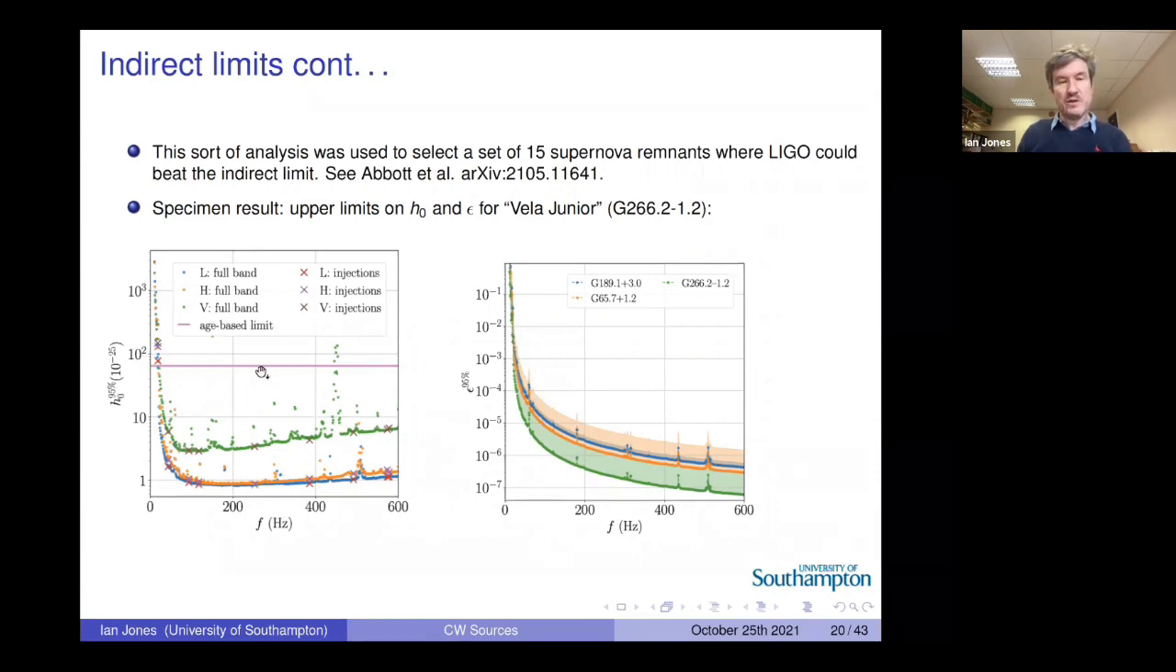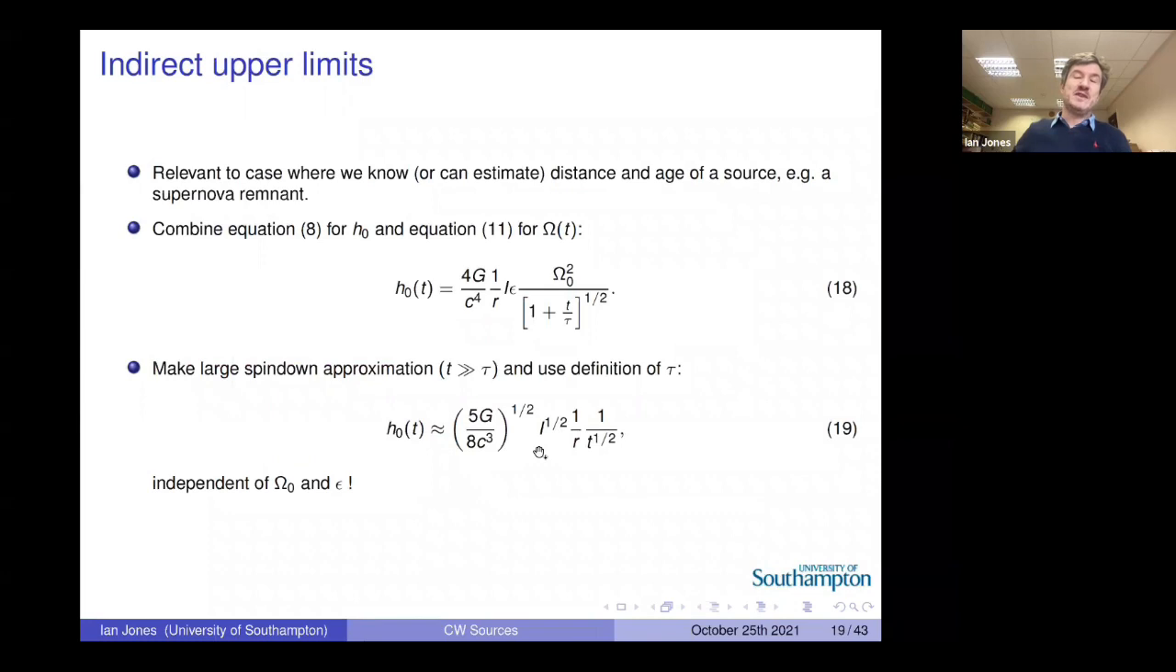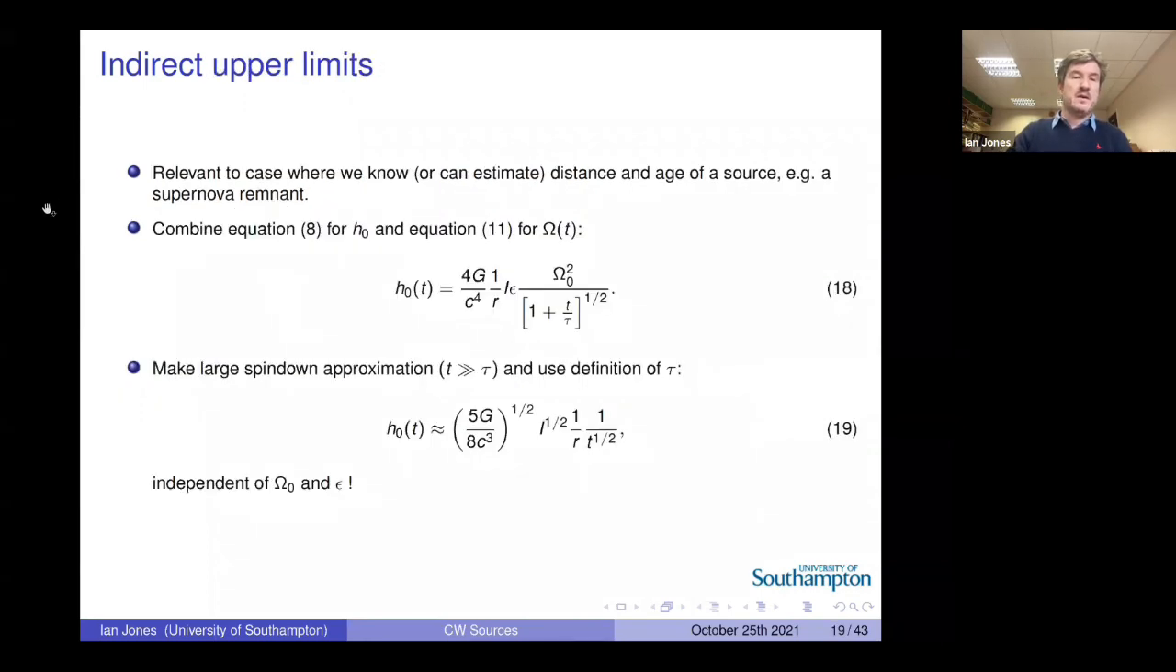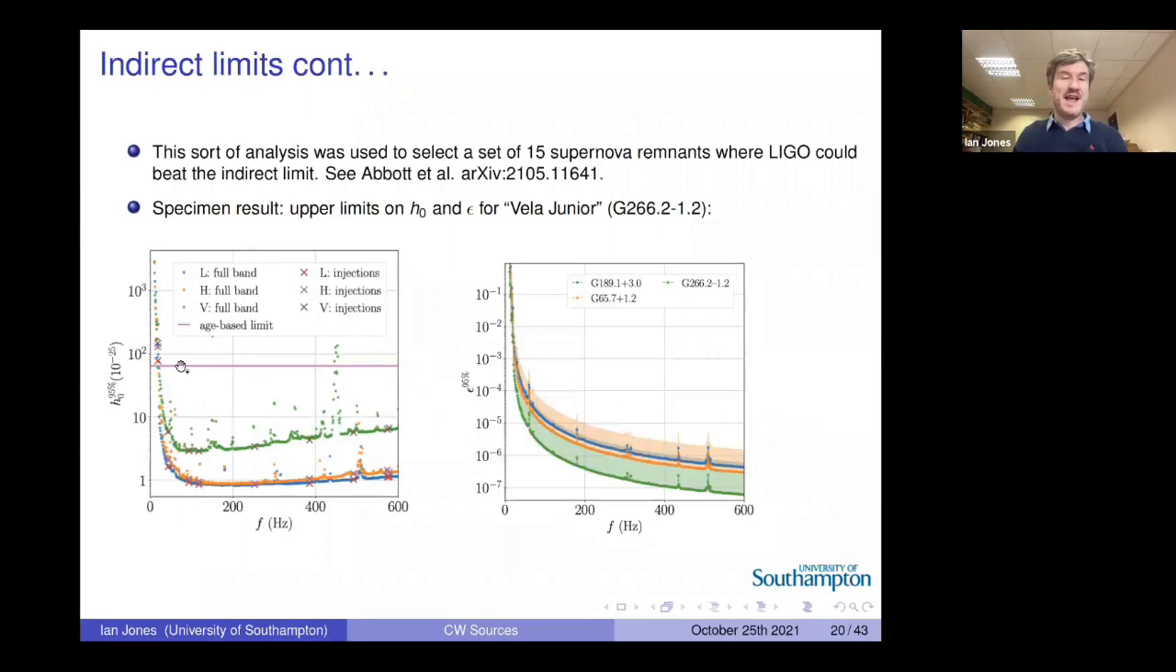This completely horizontal pink line here is the age-based limit. It is what you get if you take the known... So I haven't told you what this is. If I go back, this is called the Vela Junior supernova remnant. That's its proper name there, G266.2. If you put in the estimated distance to this and its age, because there is an age estimate available, you get a particular h0 energy-based upper limit, and it's this thing here.